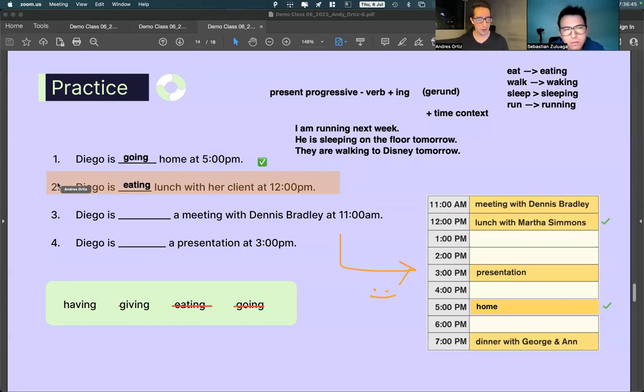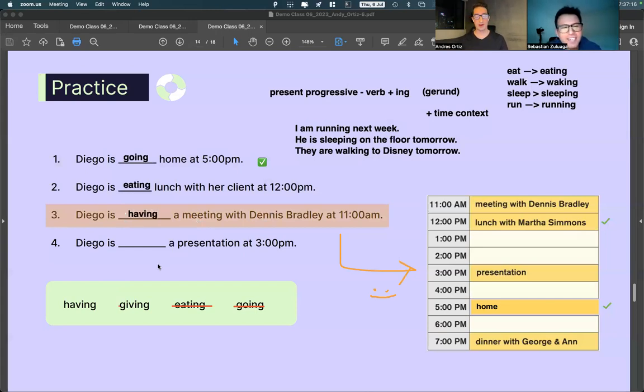Let's go with number three. Another volunteer? No one? Oh, all right. Great. Mauricio, number three. What do you think is the best answer here? Diego is giving a meeting with Dennis Bradley at 11 a.m.? Well, not necessarily, because we don't give a meeting. We have a meeting. So what do you think would be the present progressive? Diego is having a meeting.